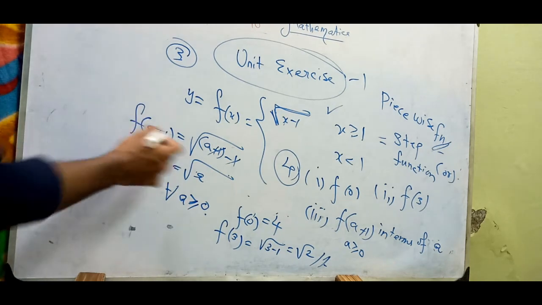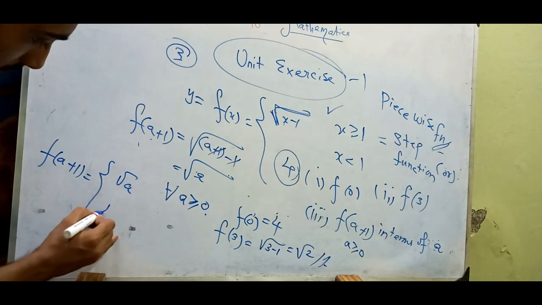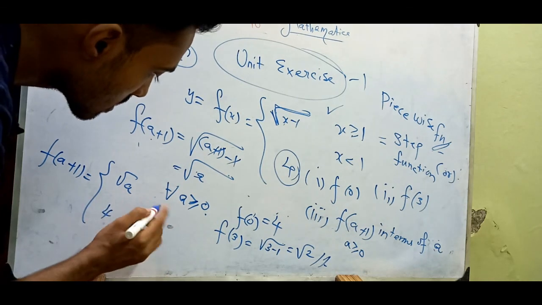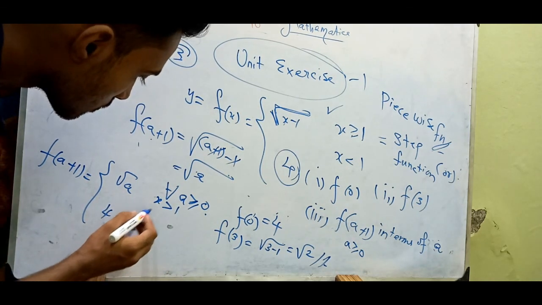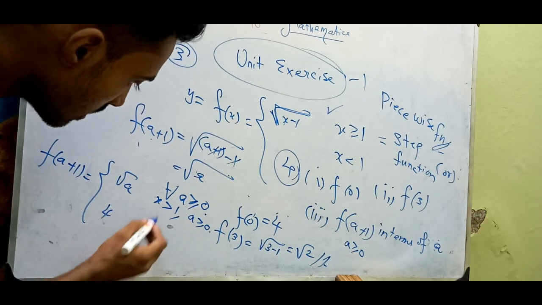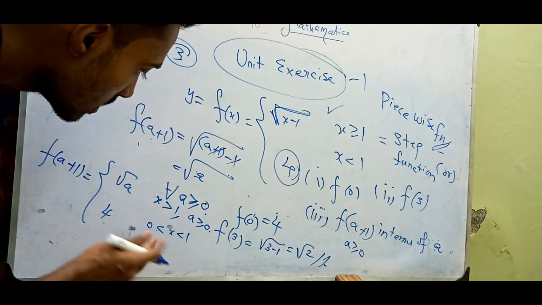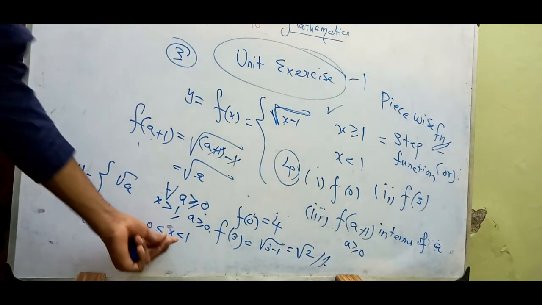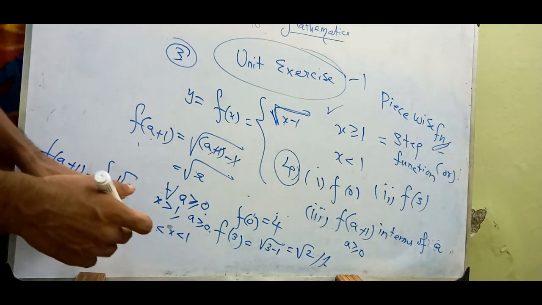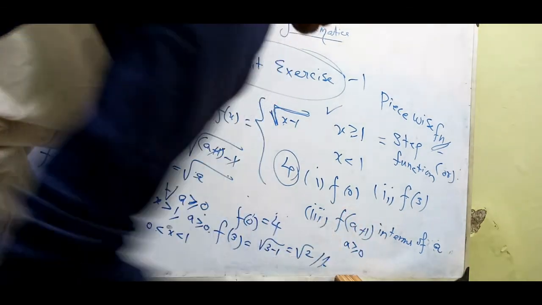Or you can write f of a plus 1 as root a and 4, root a when x is greater than 1, and a should be greater than or equal to 0 here, it is a must. And for 4 we write x lies between 0 and 1, or x less than 1. But in general we don't write like this, we just write root a, because we need only the positive terms.